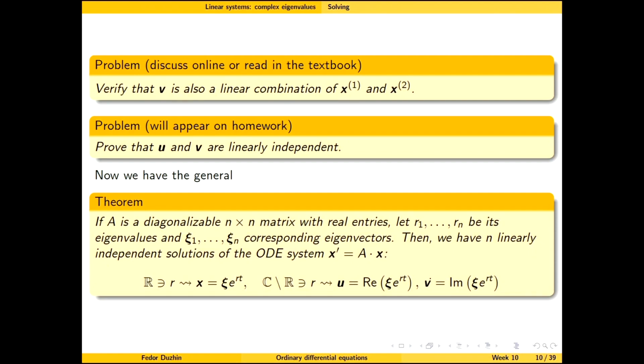So the general theorem that we have proved is that if A is a diagonalizable n by n matrix with real entries, and we have eigenvalues and eigenvectors, then it means that we have n linearly independent eigenvectors. That's important. To say that the matrix is diagonalizable is the same as to say that we have n linearly independent eigenvectors. Then it produces n linearly independent solutions of the system of differential equations.